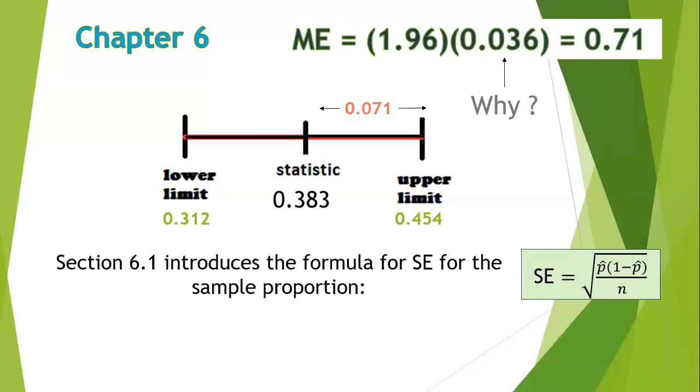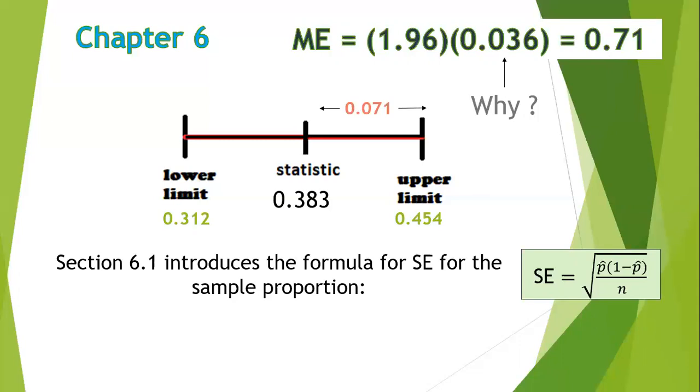Section 6.1 introduces an important formula, the formula for the standard error of the sample proportion. It says that the standard error for sample proportions can be found by taking the square root of the sample proportion times 1 minus the sample proportion and dividing it by the sample size n. SE equals the square root of p hat times 1 minus p hat divided by n.